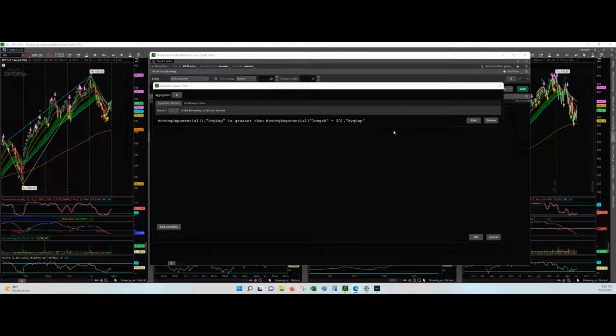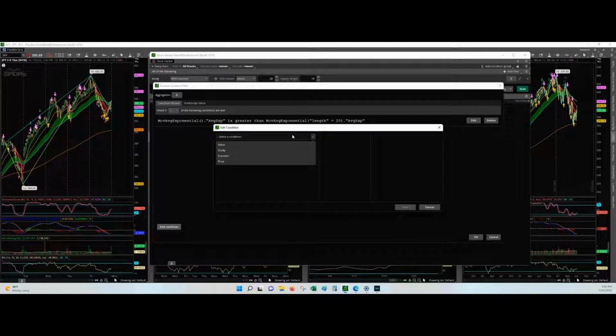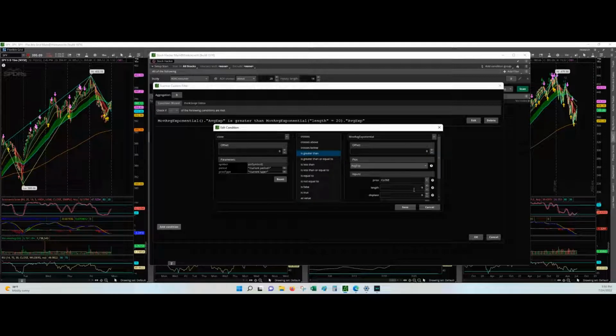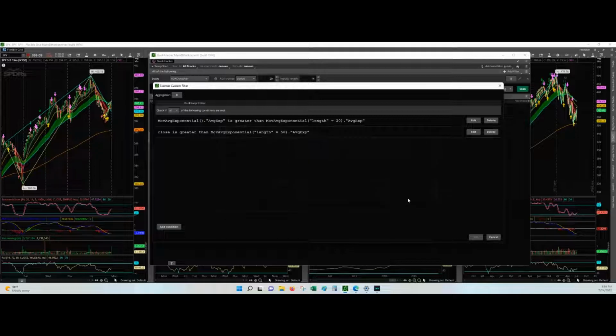To get our second logic statement, we're going to go back to add condition. We're going to go to select condition and click price. We want the close, and we want it greater than study, and we want to do exponential moving average, and we want to select 50 and hit save.